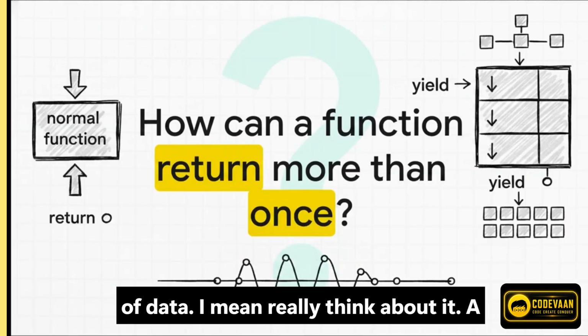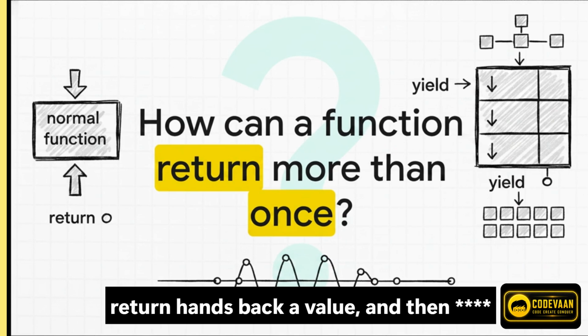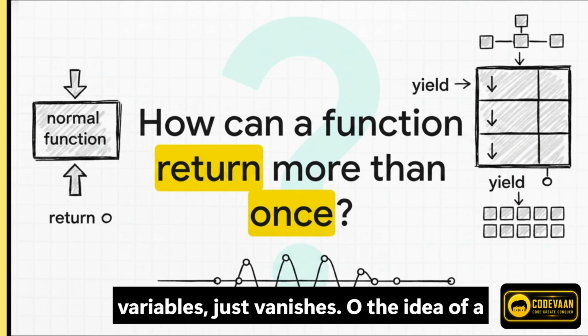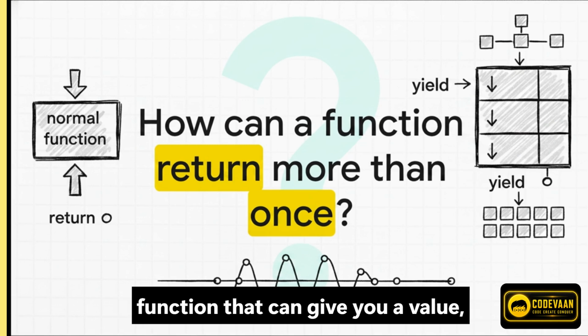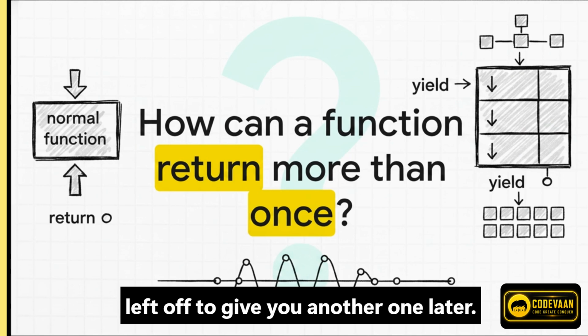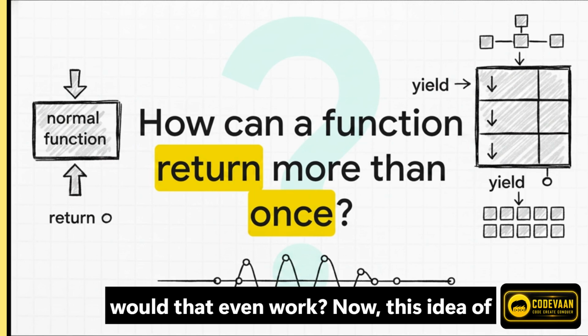And trust me, this one little trick unlocks some serious power, especially when you're working with massive amounts of data. I mean, really think about it. A normal function runs its code, hits return, hands back a value, and then poof, its entire world, all its local variables, just vanishes. So the idea of a function that can give you a value, pause, and then pick up exactly where it left off to give you another one later, that just sounds impossible, right? How would that even work?